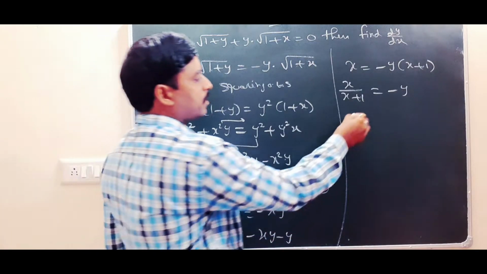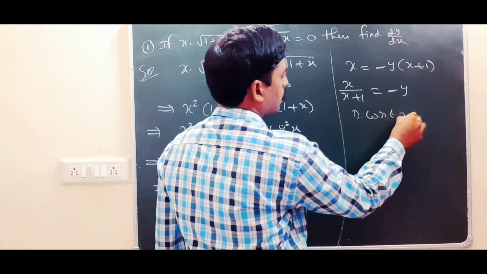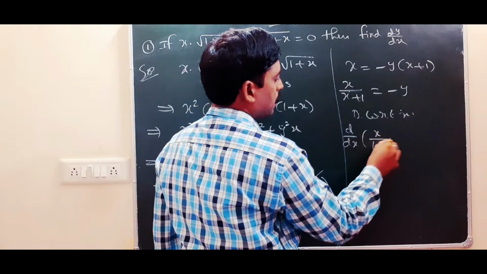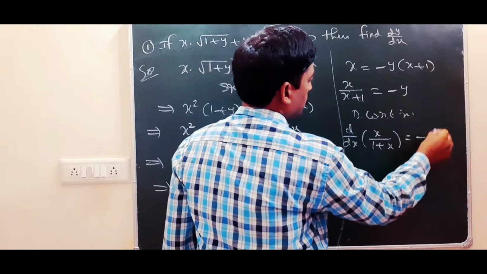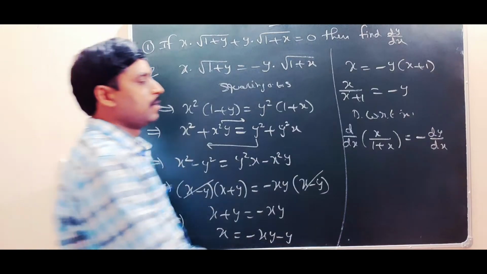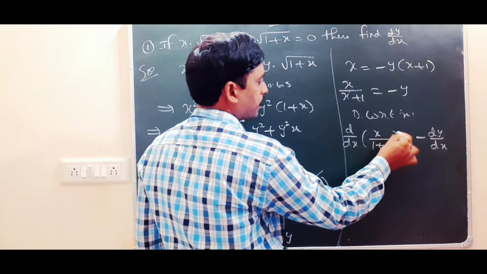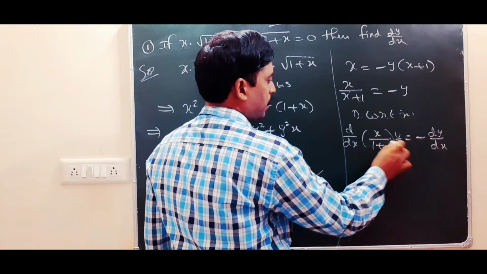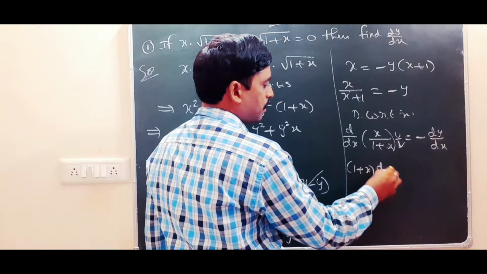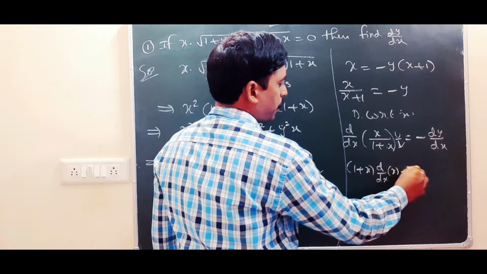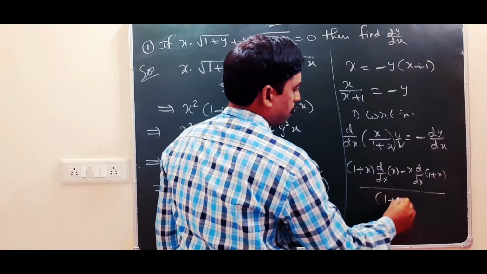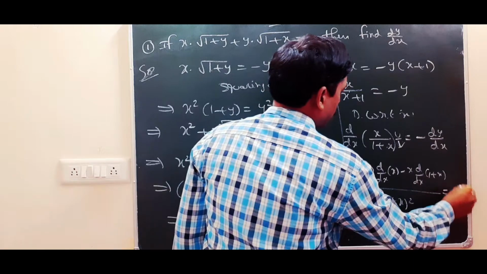Okay, now differentiation with respect to x on both sides. So by using the u by v formula, d by dx of x by 1 plus x equals minus differentiation of y, we get minus dy by dx. So what is the u by v formula? v into du by dx minus u into dv by dx, by v square, where v is 1 plus x. So 1 plus x into d by dx of u, minus u into d by dx of 1 plus x, by v square, 1 plus x whole square, equals minus dy by dx.